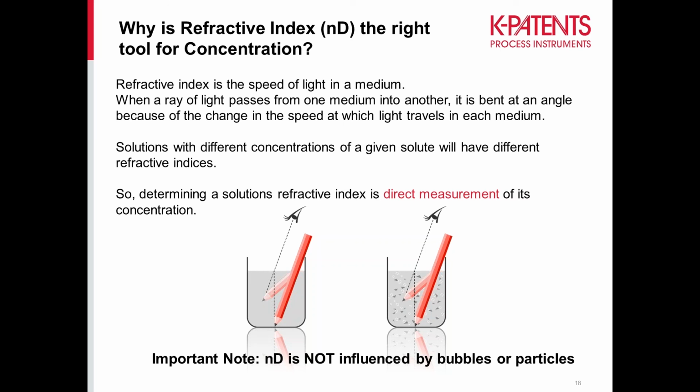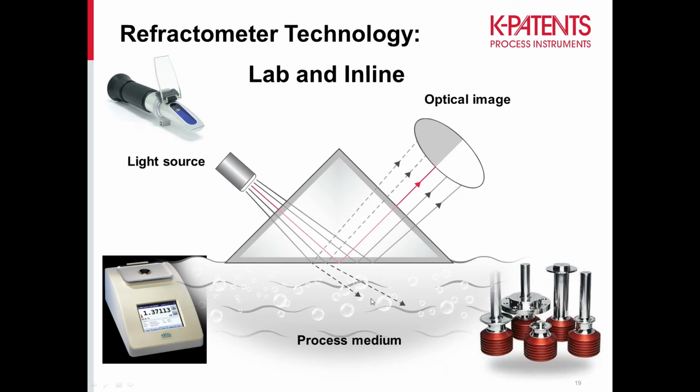So we'll talk about the laboratory technology, both lab and inline. This on the upper right-hand corner is an example of a laboratory refractometer, and this lower left-hand corner is the same as a K-Patents online refractometer. When light shines through a prism, some of that light is absorbed into this liquid material, but at the first point of reflection it causes this critical angle. And this critical angle creates an optical image, an oval, and the line changes between light and dark based on the concentration of that liquid material.